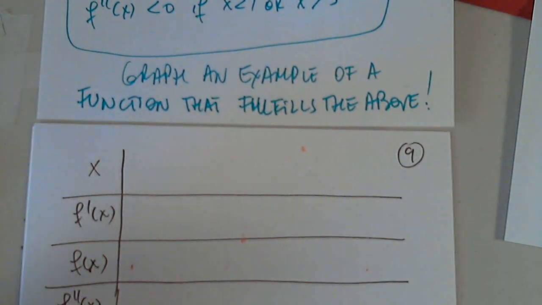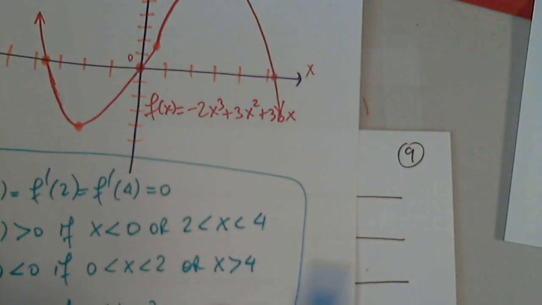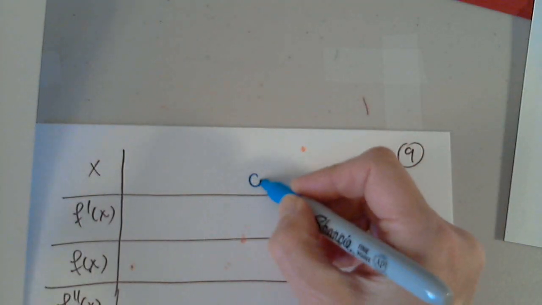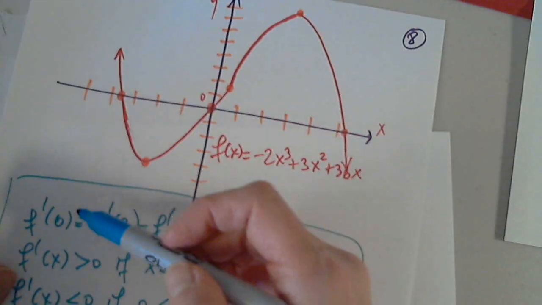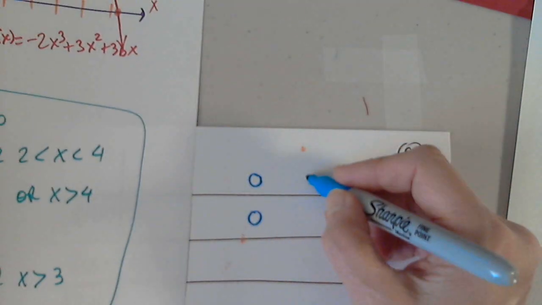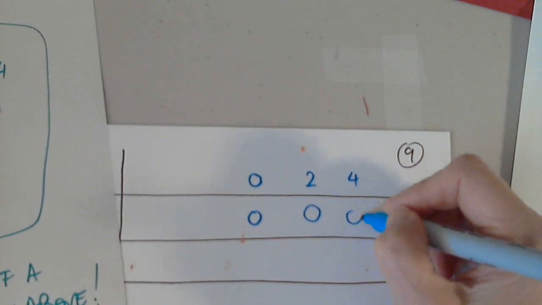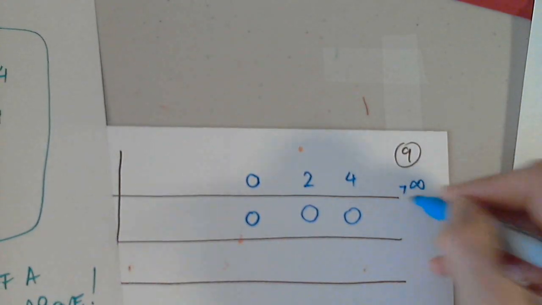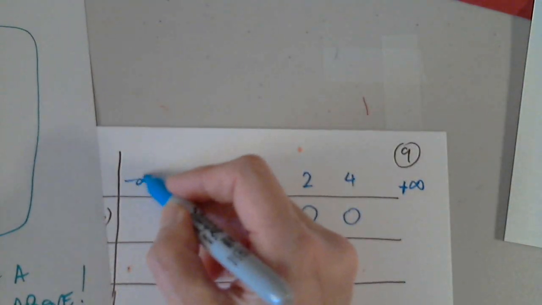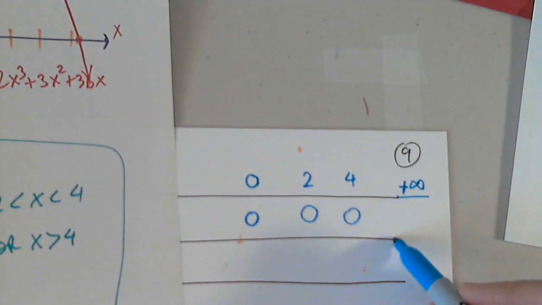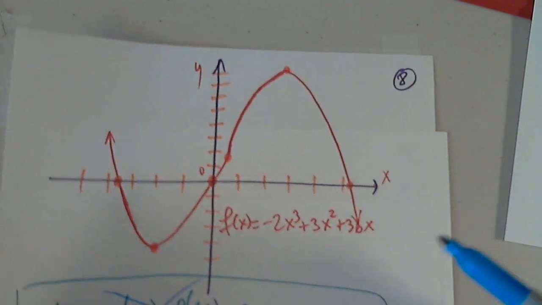Okay, so obviously we're going to put all this information where it belongs, and then we will very easily graph a function that fulfills the given conditions. F prime of 0, they say it's 0. F prime of 2, they say it's 0. F prime of 4, let's say it's 0. Fine. So this is done. You don't have to cross it out like that.